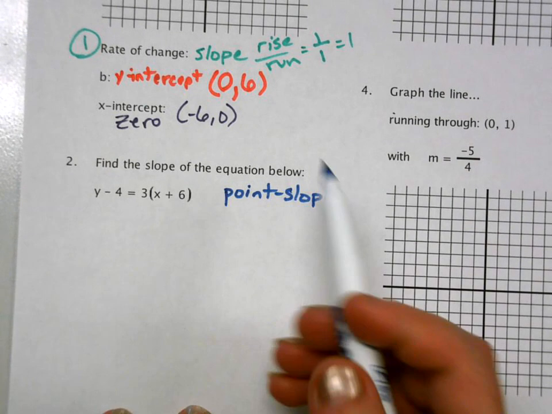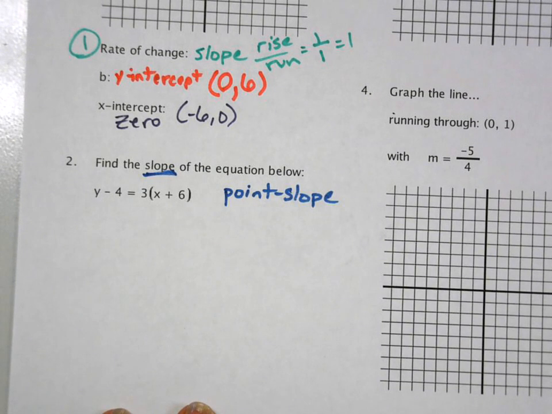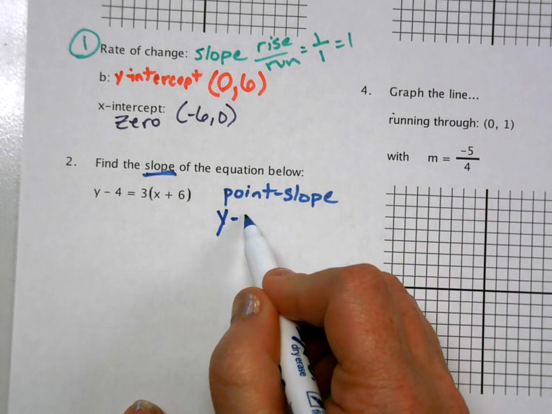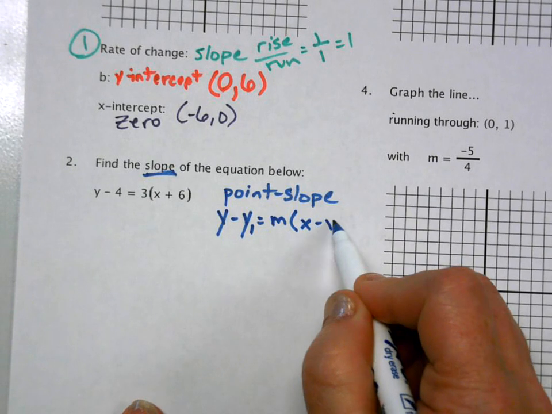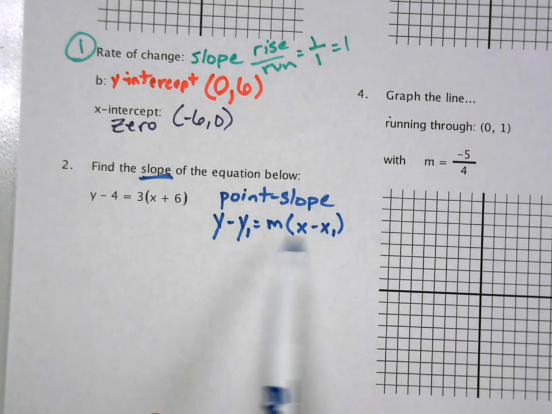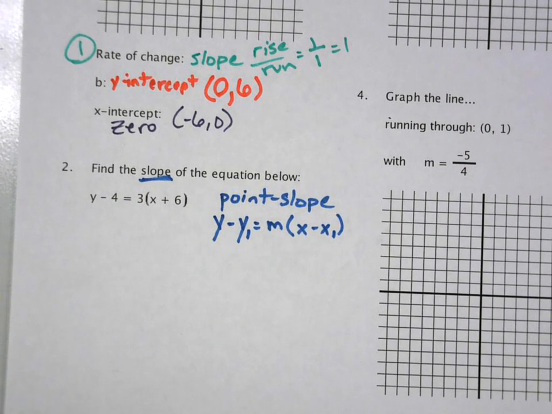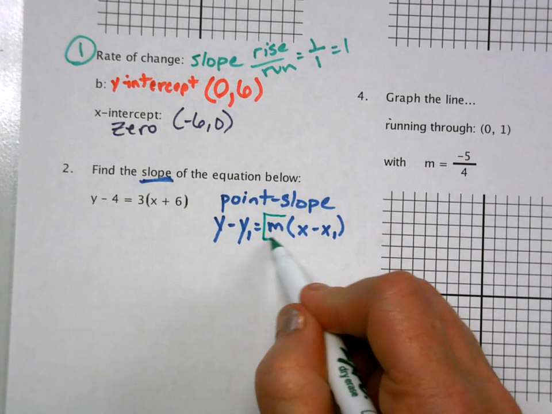So you know where to find the slope? Because the slope is in a different place depending on which form it's in, right? So if it's in point slope form, we know that we're going to have y minus y1 equals m times x minus x1. That's the format that it's in. So which letter in my format represents the slope? Okay, so m represents the slope.